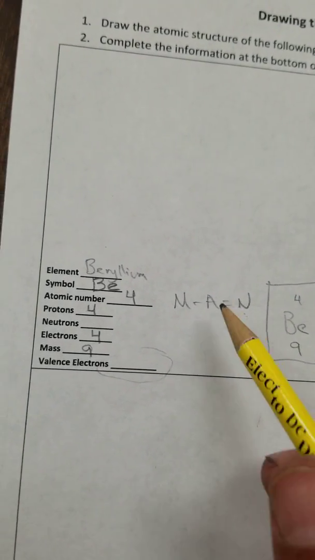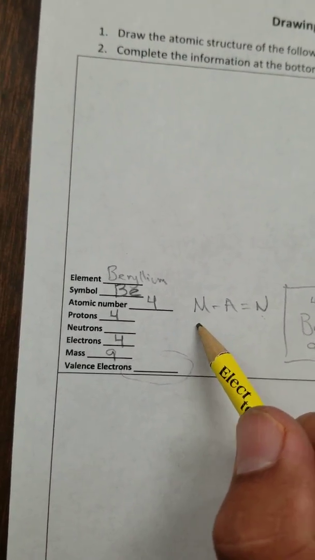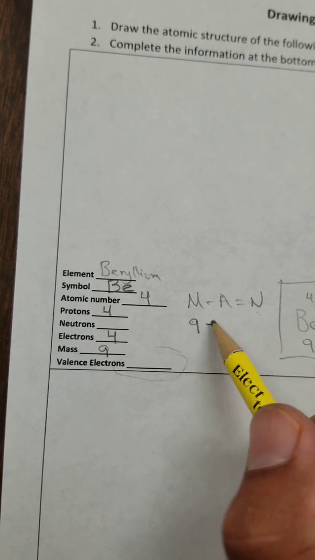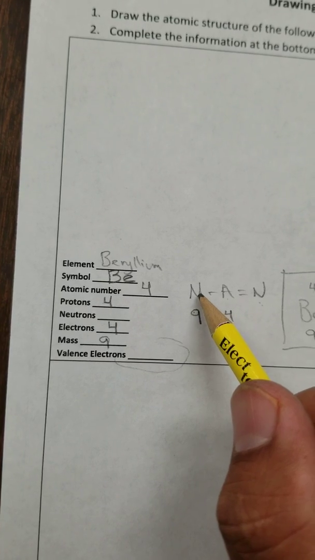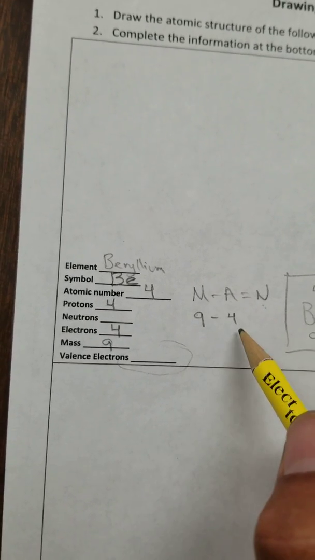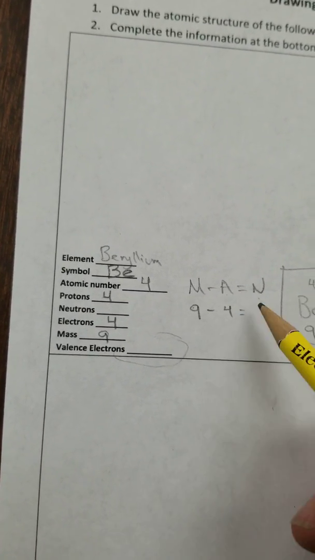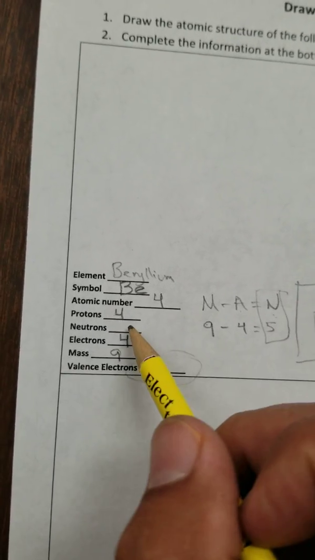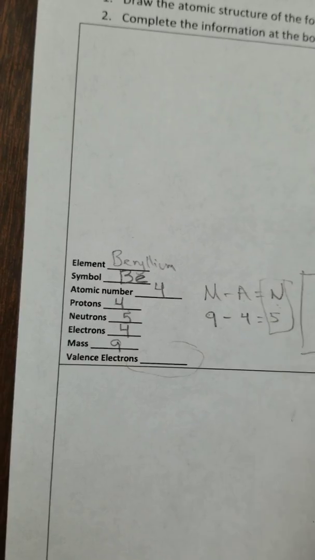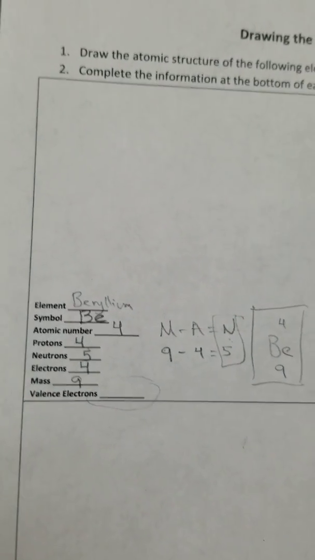So let's figure out the number of neutrons, okay? First of all, the mass is 9 minus the atomic number, which is 4. That M stands for mass. The A is the atomic number. And if you subtract those, it will be 5. So the neutrons is going to be 5. There it is. I'm complete with all my information.